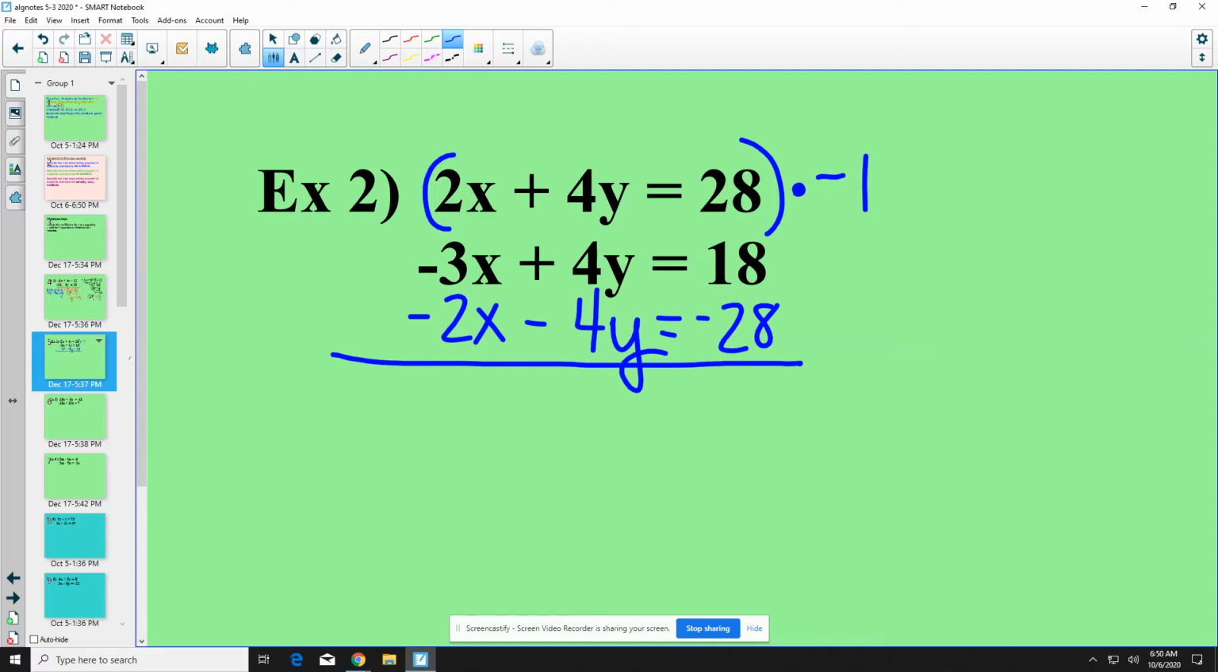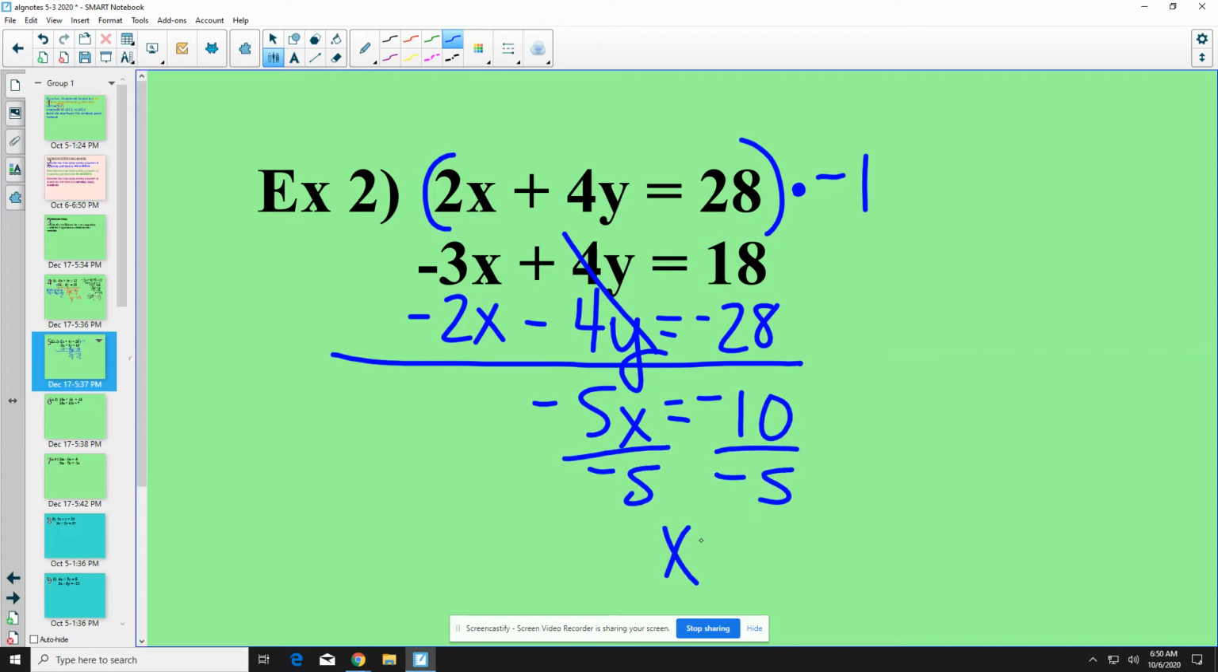Well, negative 3x and negative 2x make negative 5x. The 4y and negative 4y will cancel. 18 and negative 28 make negative 10. Now I'm just solving for x by dividing by negative 5, right? So I get x equals 2. So my solution is 2, something.